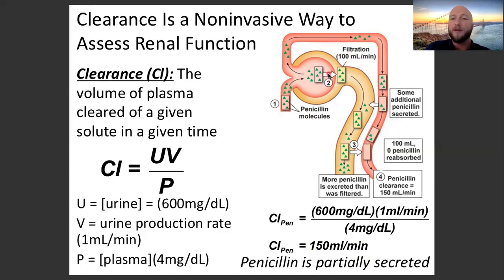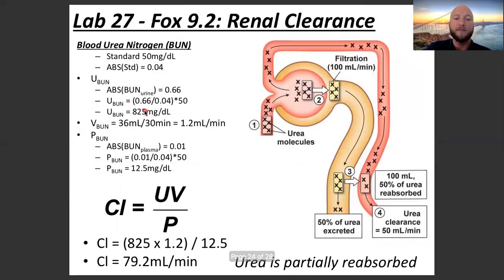We have filtration and secretion of additional penicillin. When you see a clearance higher than the filtration rate, you've had filtration and secretion of that substance. Penicillin is an example of that.